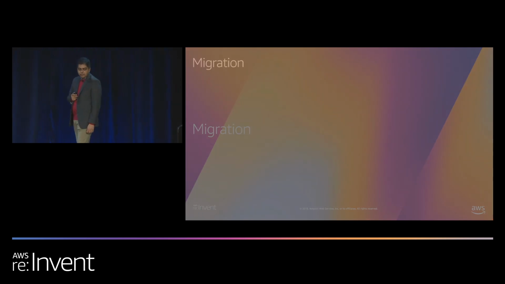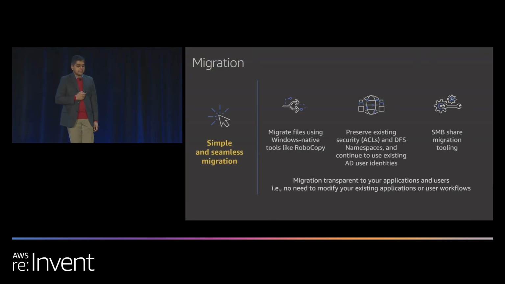The last topic I'll touch on before handing it over to Daryl is migration. FSx supports a simple and seamless migration path for your workloads. You can migrate your files using Windows native tools like Robocopy. You can preserve all of your existing file system ACLs and DFS namespace names. You can continue to use your existing AD user identities, so there's no need to modify any of those things.